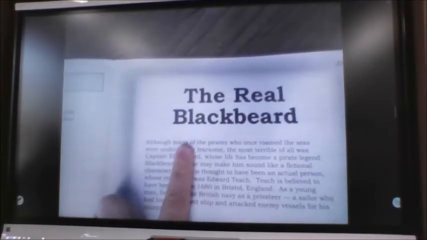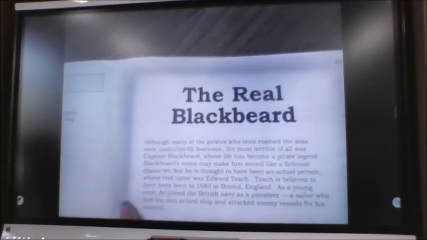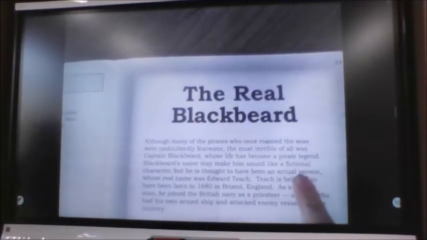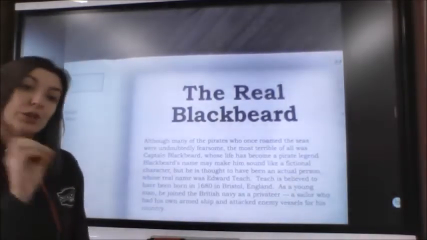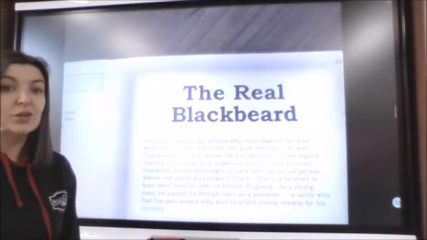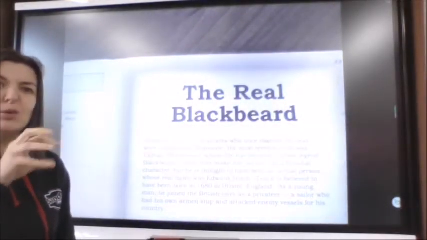And here is the paragraph I'm looking at. So although many of the pirates. So I'm going to have a really good read. I'm looking for actual person. So remember that was what I highlighted to look for in the text that will give me an idea what I need to look for.